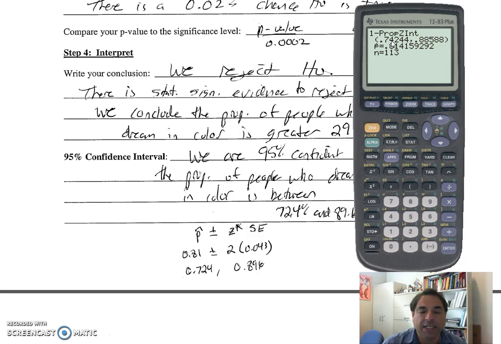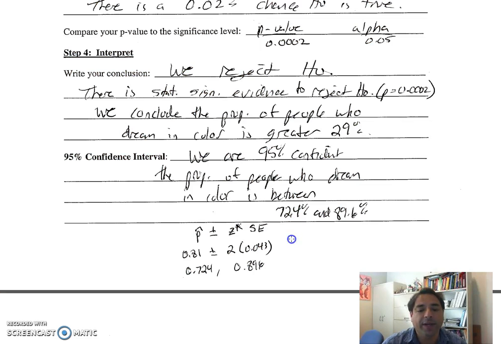Still very close. If you want to be exact, go with the calculator. This is more of a rounding. But we are 95% confident the proportion of people who dream in color is between 72.4% and 89.4%. Now remember, the claim is 29. 29 is not on the interval. This interval, the entire interval, is greater than 29, so it verifies our conclusion of being greater than 29.